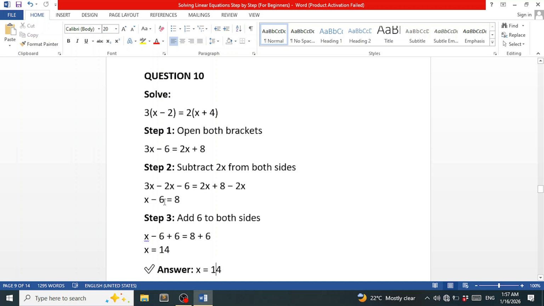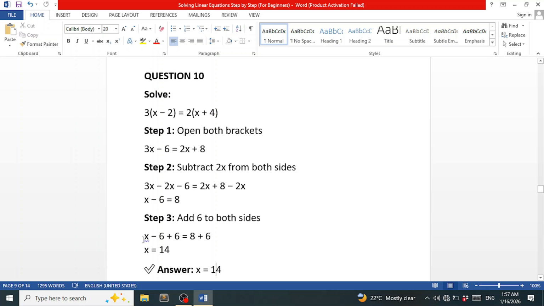So step 3, add 6 to both sides. This 6, I'm adding it because I wanna take it as a positive, okay, since it is crossing equal sign. So x minus 6 plus 6 equals 8 plus 6. Now you see it has changed the sign to positive. You get the idea, okay?